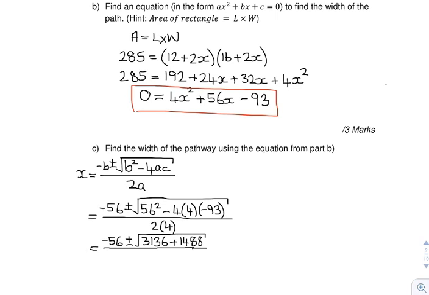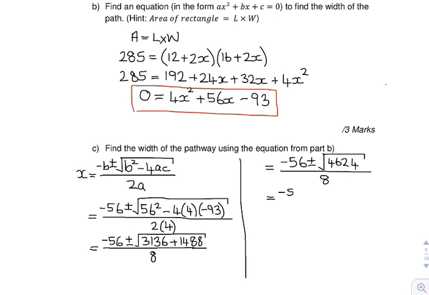3,136 plus 1,488, divided by 8. Again, simplifying even further to get negative 56 plus or minus the square root of 4,624, divided by 8. The square root of 4,624 is 68, which means my solution is x equal to 3 on 2 or negative 31 on 2.